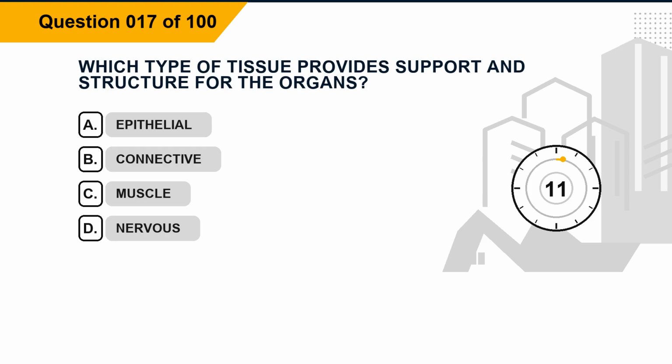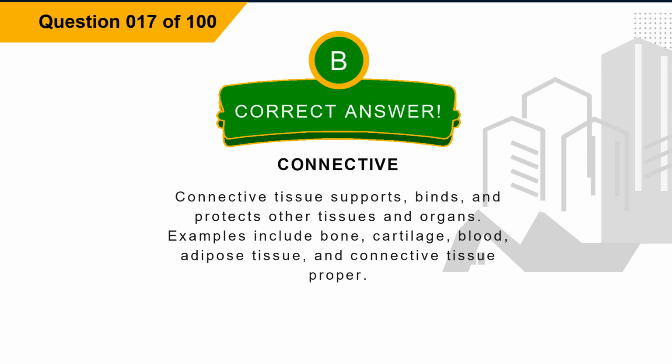Question 17. Which type of tissue provides support and structure for the organs? Option A, epithelial. Option B, connective. Option C, muscle. Option D, nervous. The correct answer is option B, connective. Explanation. Connective tissue supports, binds, and protects other tissues and organs. Examples include bone, cartilage, blood, adipose tissue, and connective tissue proper.